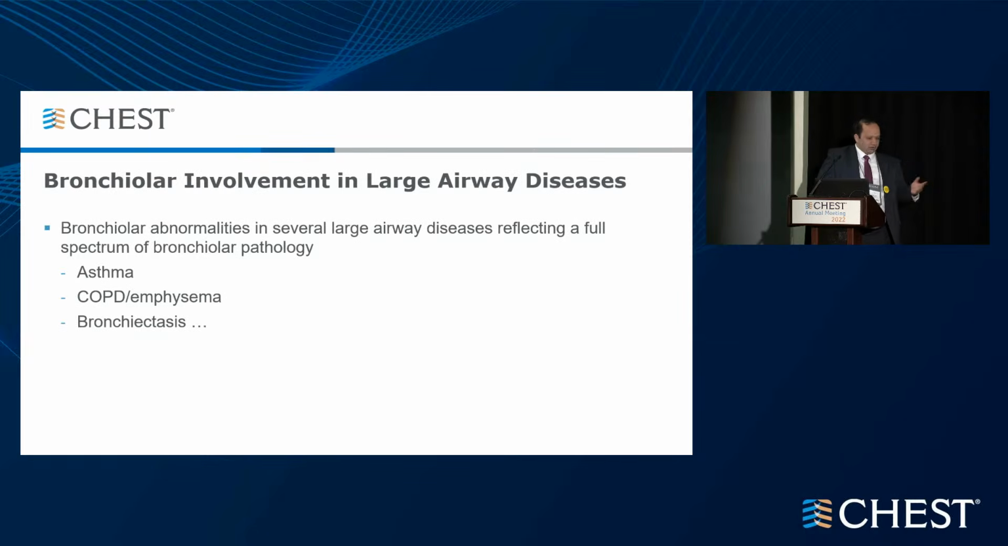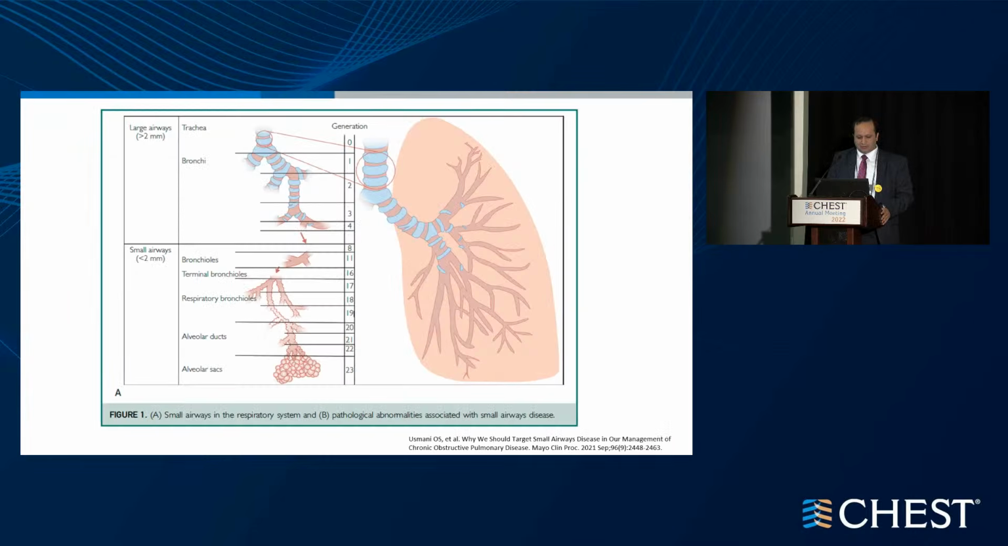So we already mentioned bronchiolar involvement in the large airway diseases. Because I have very little time, I'll keep my talk focused on the asthma and COPD part. You have already seen this slide several times in the past hour. Here is the large airway and the small airway, and the small airway is the part that my talk will be focusing on, which is beyond the eighth generation.